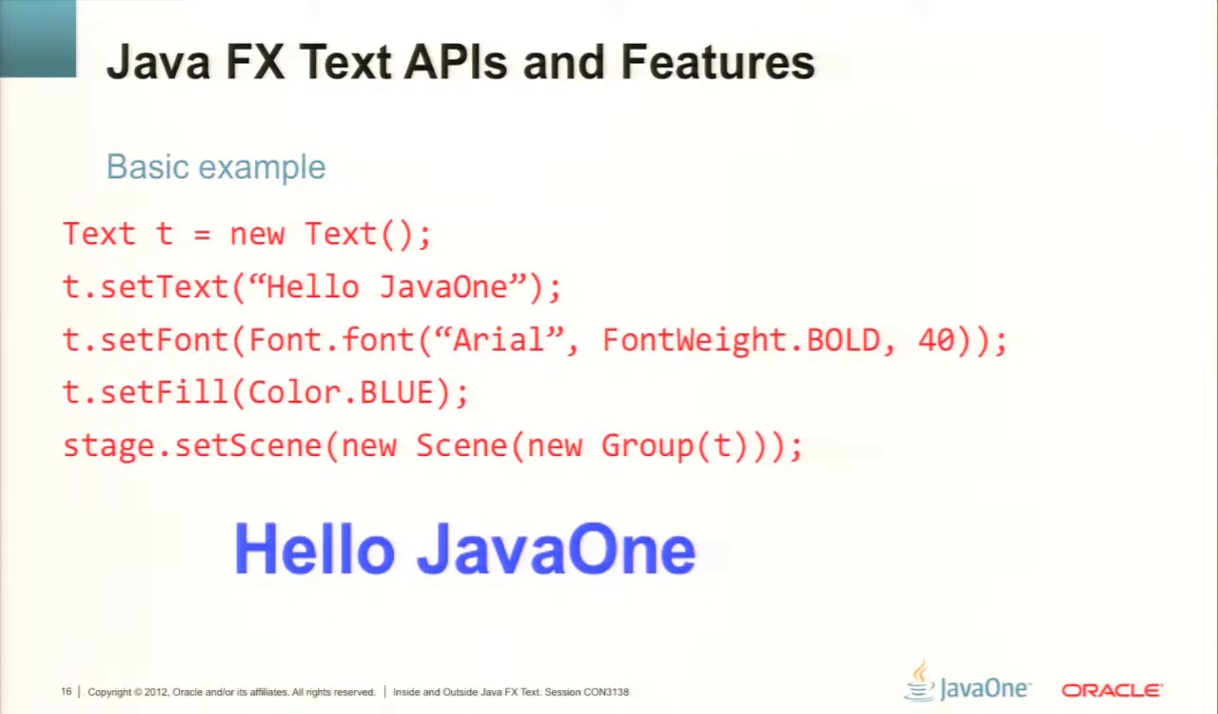Okay, so here's a very basic example of using the text APIs. You can create a text just with no args. Then specify the text by calling set text. You can set the font using the factory method I showed. You can set the color by calling set fill, and then you can add that to your scene, and that's an actual rendering which was captured from a ping.